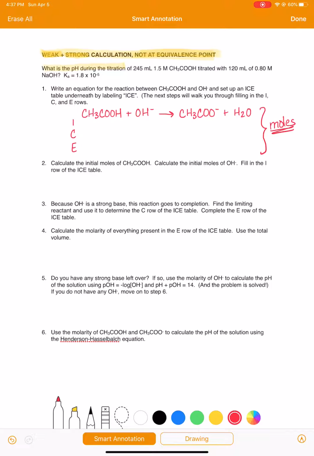So just like the last problem, we have to calculate the initial moles of acetic acid. That comes from the molarity, 1.5 molar acetic acid, that's 1.5 moles per liter. And the problem tells us we have 245 milliliters, 0.245 liters. So this will give us our initial moles: 0.3675.